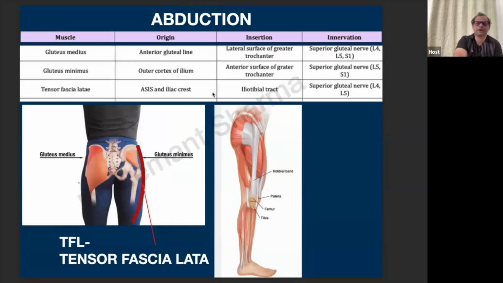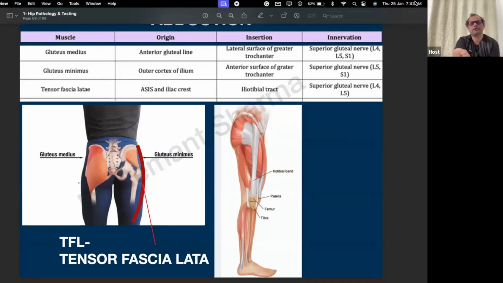Now we are going to the abduction. Abduction is mainly done by three muscles: gluteus medius, minimus and tensor fascia lata.